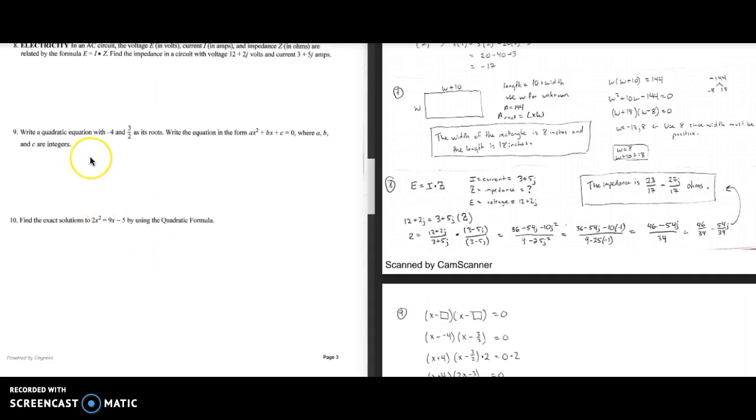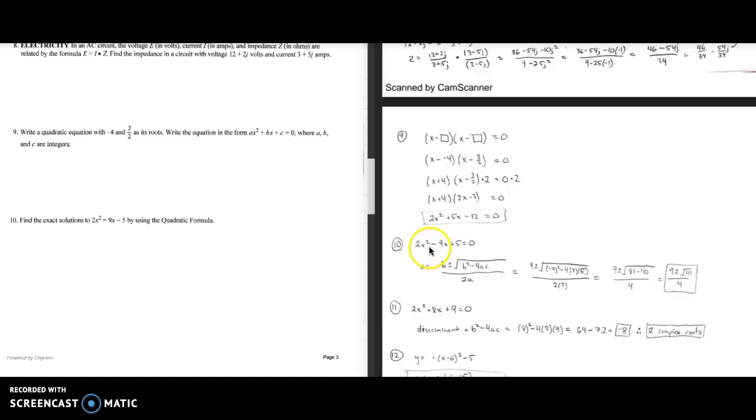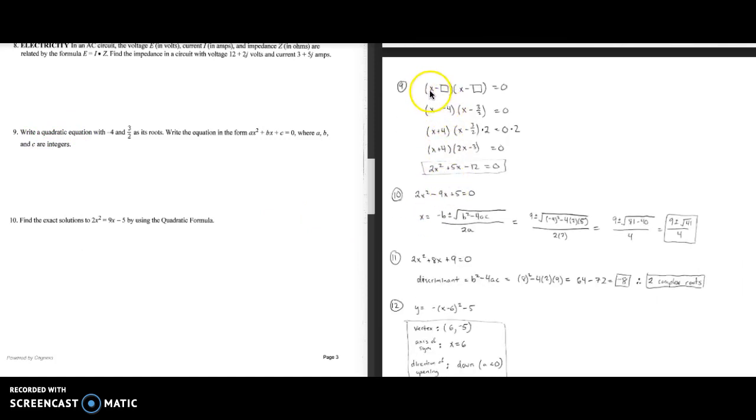Question 9. Write a quadratic equation with -4 and 3 over 2 as the roots. Write the equation in standard form, where A, B, and C are integers. Integers means they got to be whole numbers. Can't have fractions. So the format for this, you're going to set up your equation with x minus and then the root. So x minus -4 and x minus 3/2. Two negatives makes a positive.